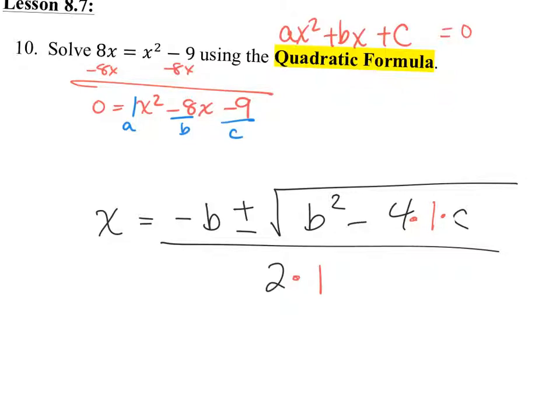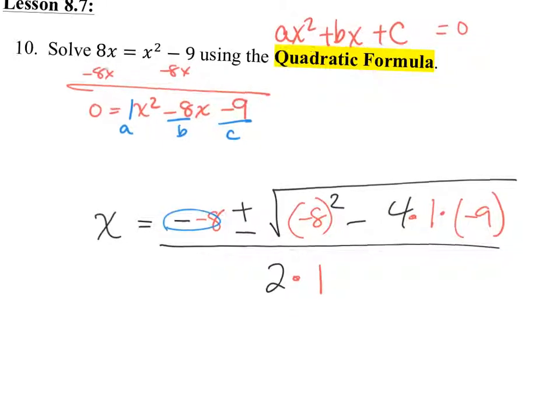I see that b is negative 8. So when I go to put b in here, it's the negative of negative 8. B here. And then the last one is that c is negative 9. So c is negative 9. So negative of a negative is a positive.